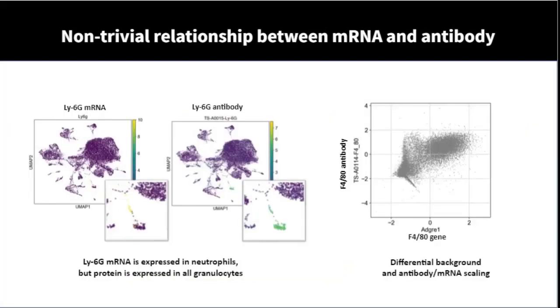There were some subtle differences between mRNA and antibody relationships. If we look at Ly6G mRNA, which is expressed only in neutrophils, compared to Ly6G antibody expression, you can see that the antibody labels all granulocytes versus just neutrophils for the mRNA. So you will have slight discrepancies if you're trying to align mRNA data to antibody. On top of that, if we look at F4/80 gene expression versus F4/80 antibody, even though there is a large congruence, a linear relationship, between the gene expression and the antibody, there are some cells that didn't have mRNA detected but are still positive for the antibody. This is important to remember if you're trying to correlate antibody to mRNA directly.